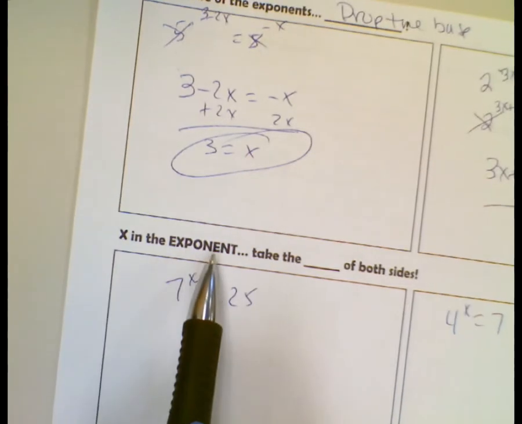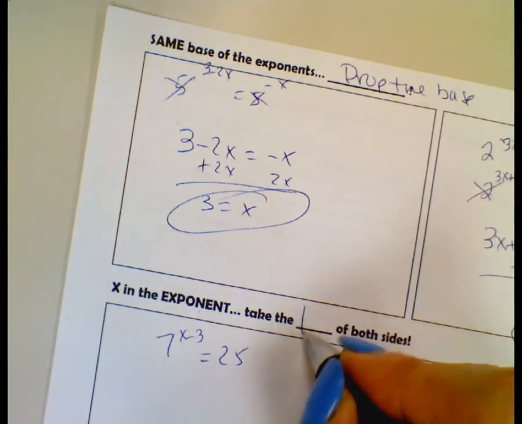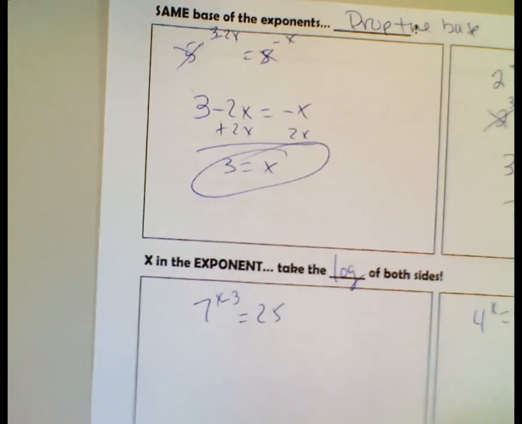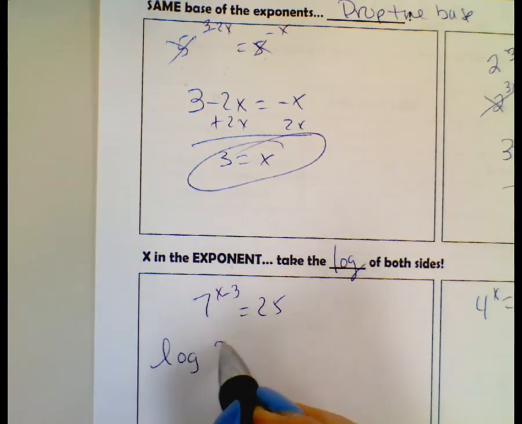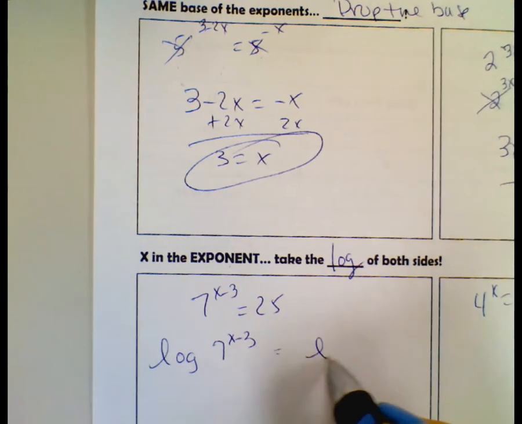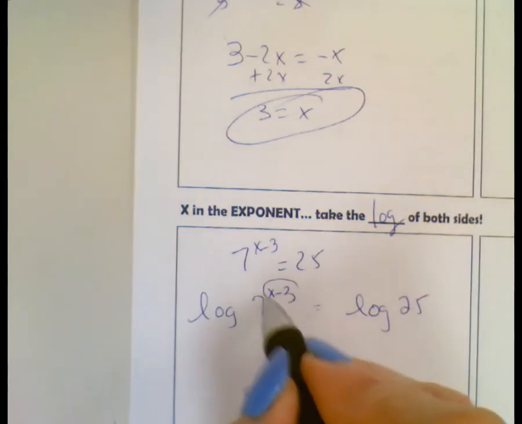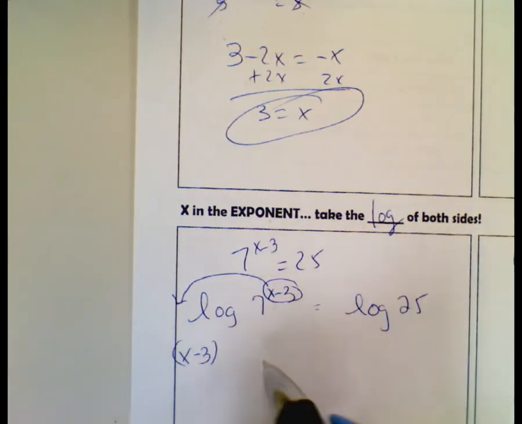If x is in the exponent and you can't put them in the same base, then you take the log of each side. Okay? Common log. So let's do it. Log of the left side, log of the right side. After you do that, you're going to release the exponent, x minus 3, which by the way is a binomial, so keep it grouped, out front.